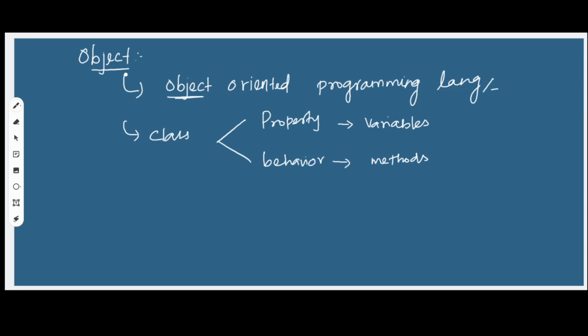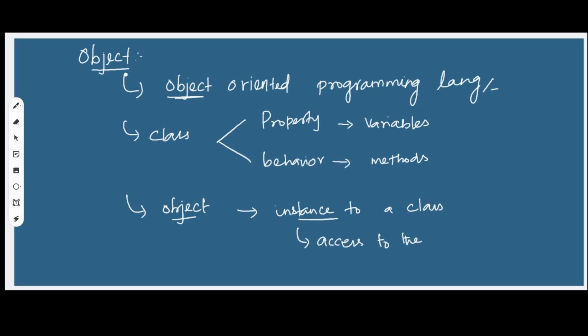Fine. So there should be an option to access all this. That's where the object comes into the picture. We can say an object is an instance of a class. It will give the programmer access to the variables and methods. I think now it's a little bit clear to you guys. If not, no issues, I will explain clearly.